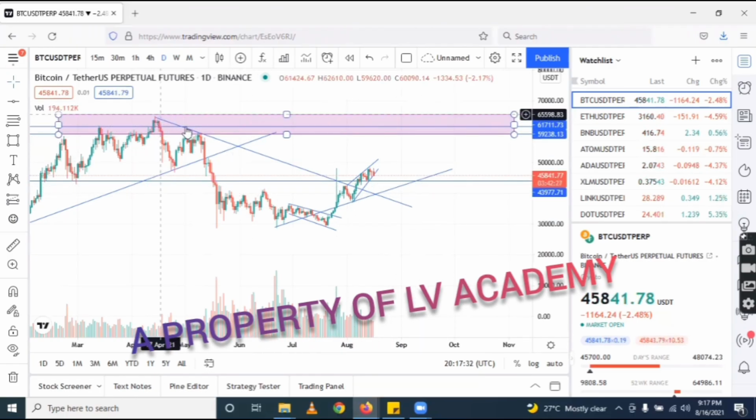As you can see, this is the eye. This is another eye. This is another eye here. It already broke out. It will most likely retest it, then bounce to go and meet this horizontal support. So one thing you should know is that they work hand in hand.